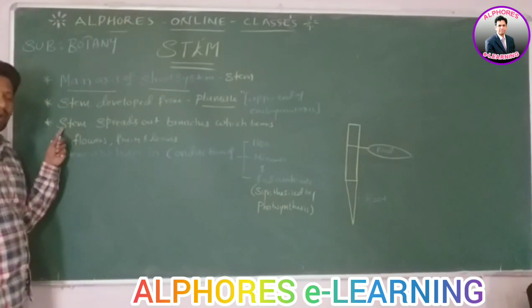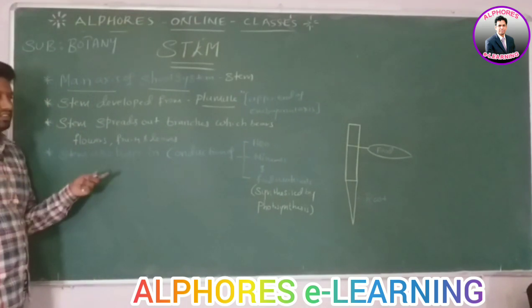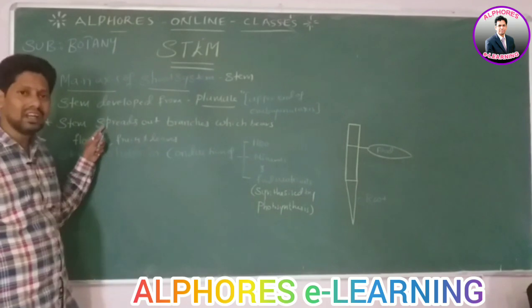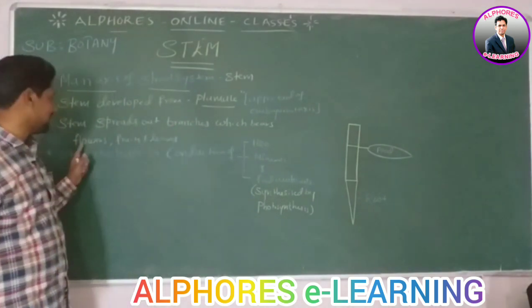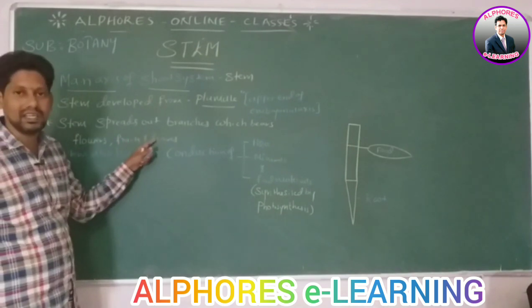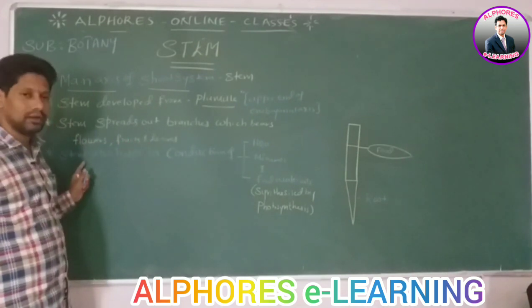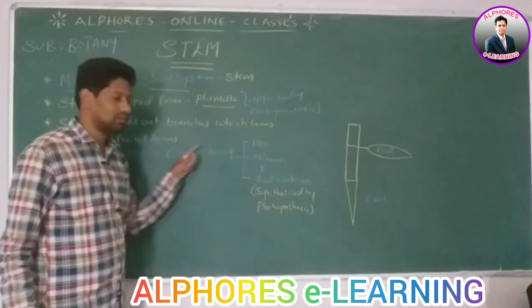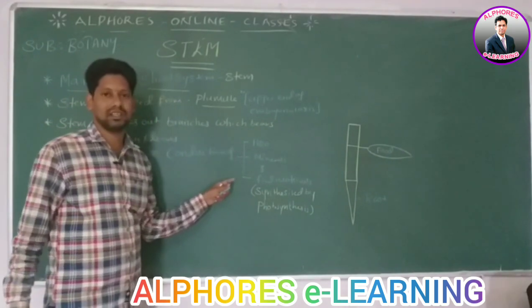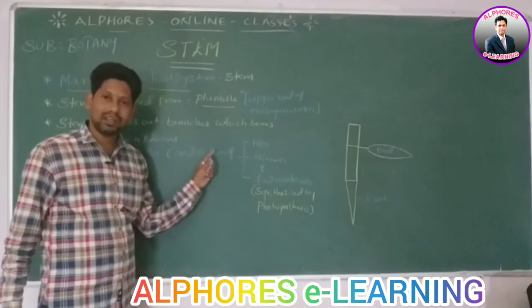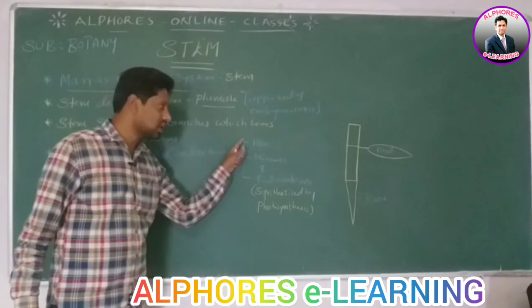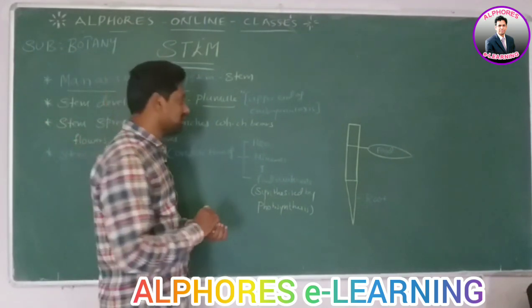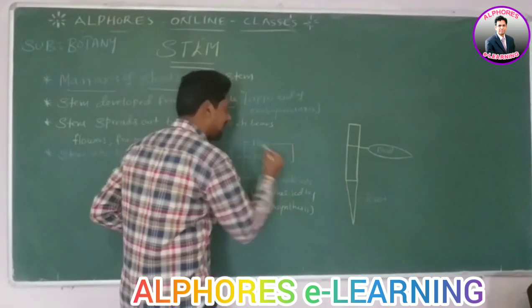Therefore, sir, what is stem doing? It spreads out the branches, which bear flowers, fruits and leaves. Sir, what more can the stem do? It can help in conduction of water, minerals and food materials. Stem helps in conduction of water and minerals.